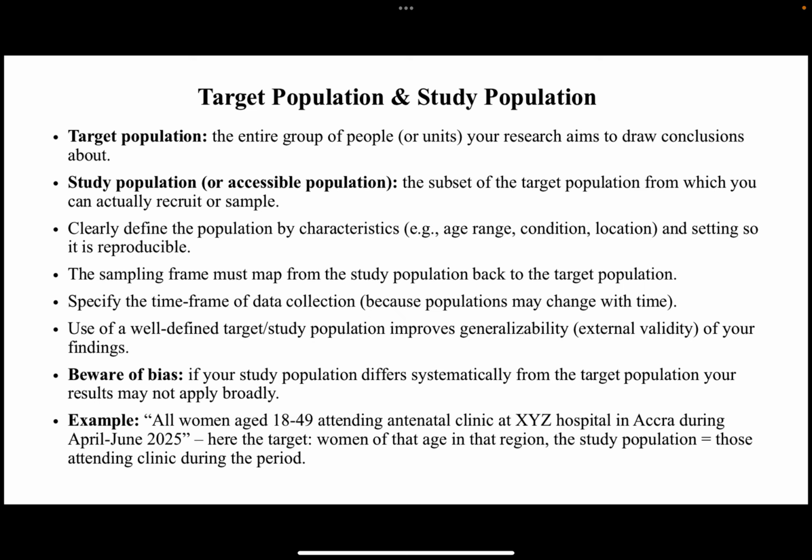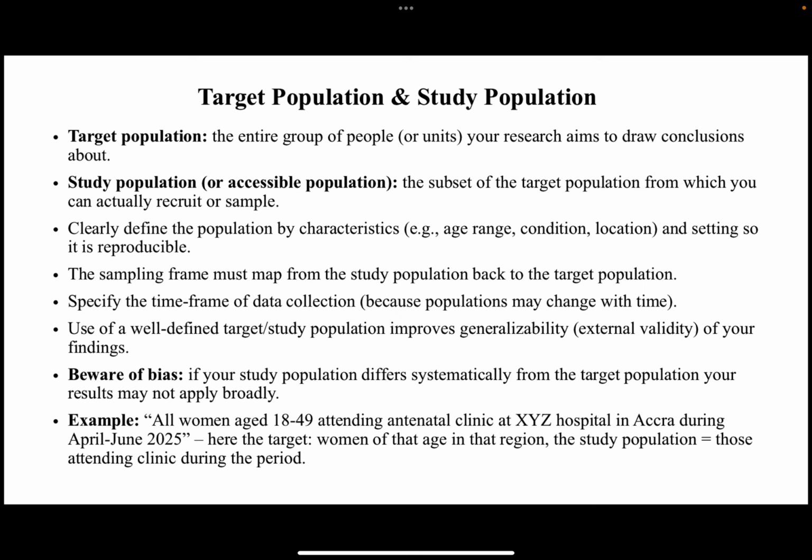So when we say a target population, for example, you want to do a study using pregnant women. Basically, that is your target population. Is that okay? So if your population is pregnant women, the entire pregnant women at the antenatal clinic, that becomes your target population. Great. Now, what is a study population or accessible population?